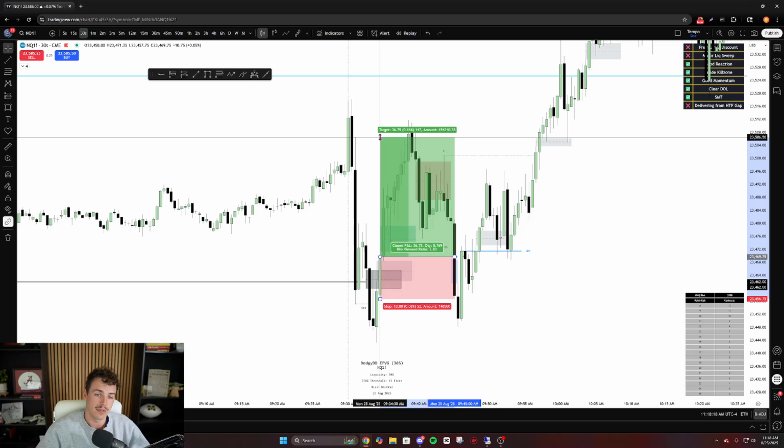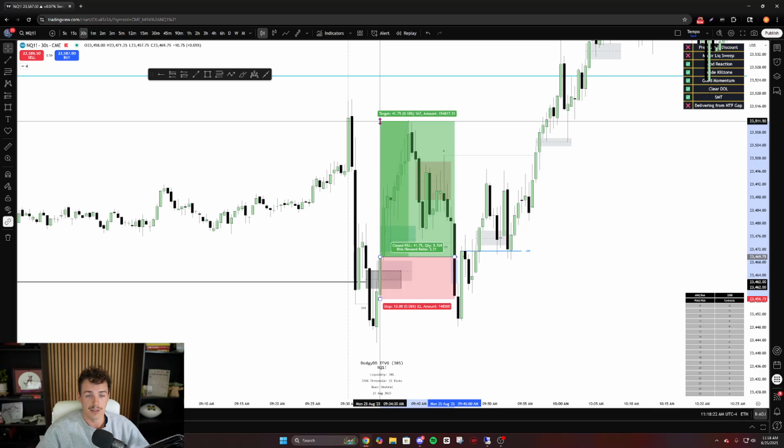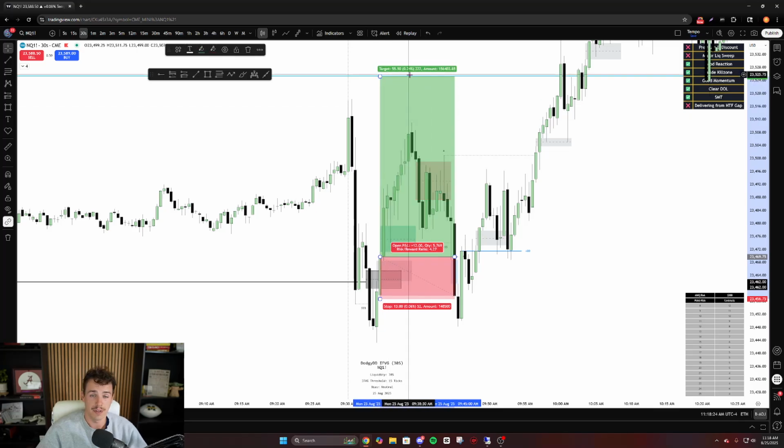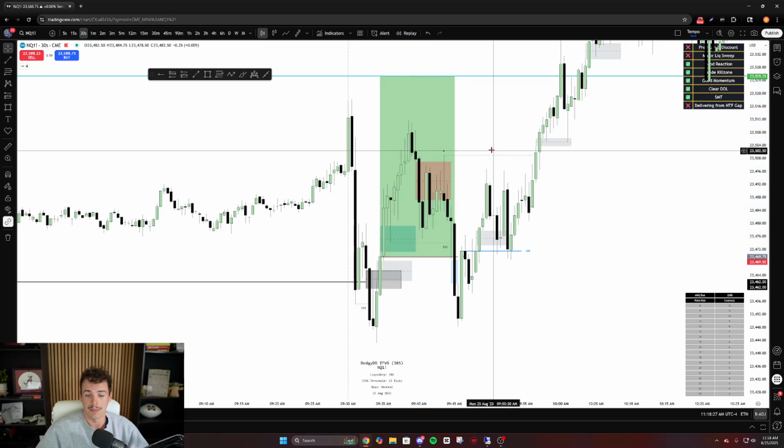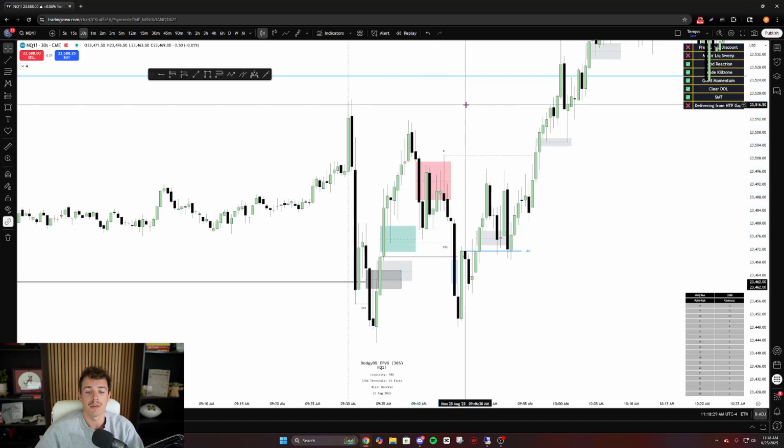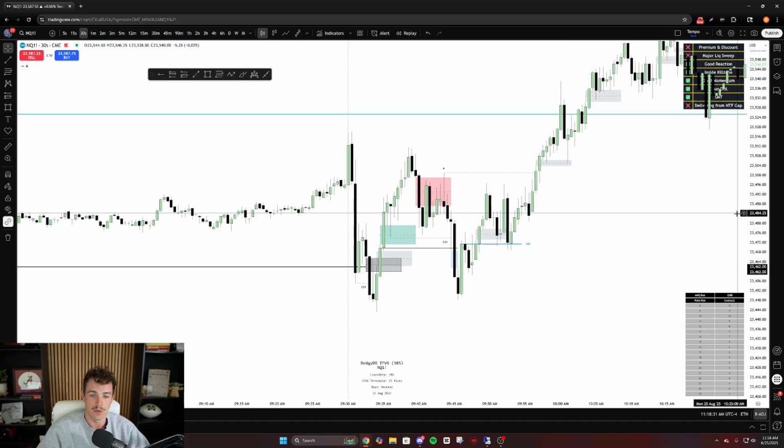And I think we got up to a 3. Yeah, 3.2. So a lot of potential for profits here. If you held to the 50%, you would have gotten stopped out at break even. But this was by far the trade of the morning.